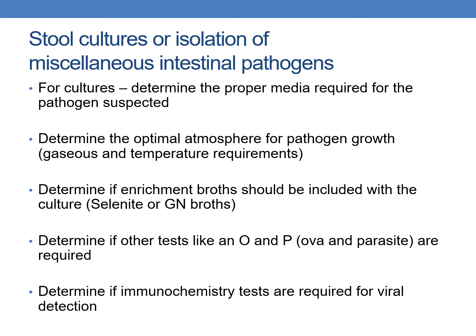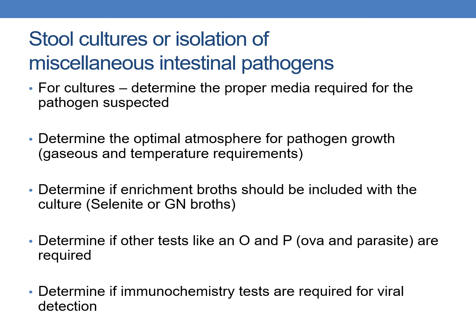We want to determine if an enrichment broth should be included with the culture. So if we suspect our patient doesn't have that much Salmonella or Shigella in their intestinal tract, we could set up a selenite or gram-negative broth. And what that's going to do is increase the numbers of Salmonella and Shigella for purposes of identification.